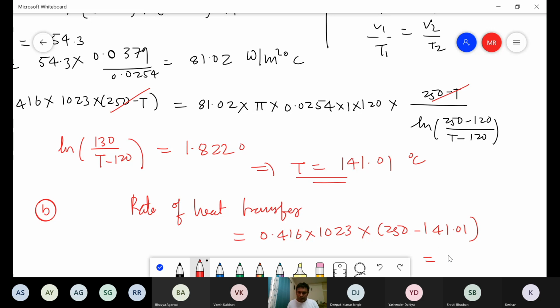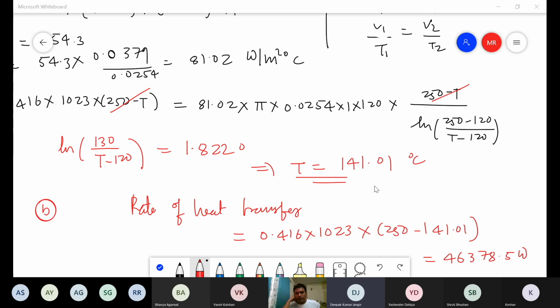So this comes around 46378.5 watt. Is it correct, guys? Yes, sir. So this is the end of the problem. So we stop here unless you have any doubt, any questions to ask. If you have any questions, then I will be happy to answer. Otherwise, we'll wind up.